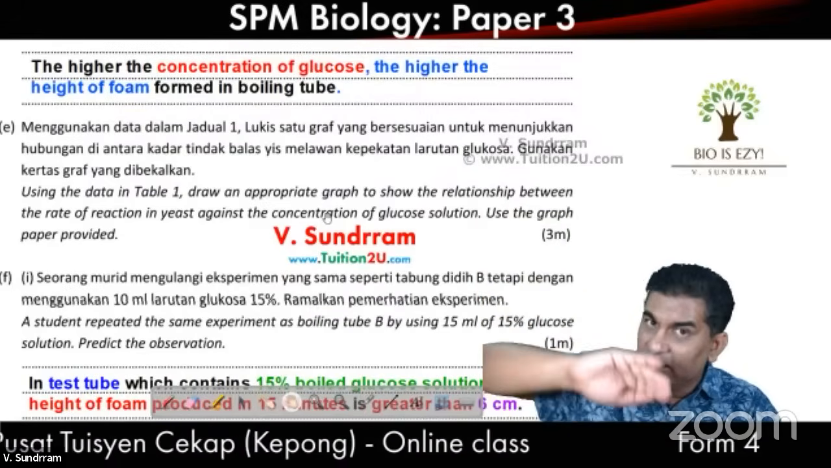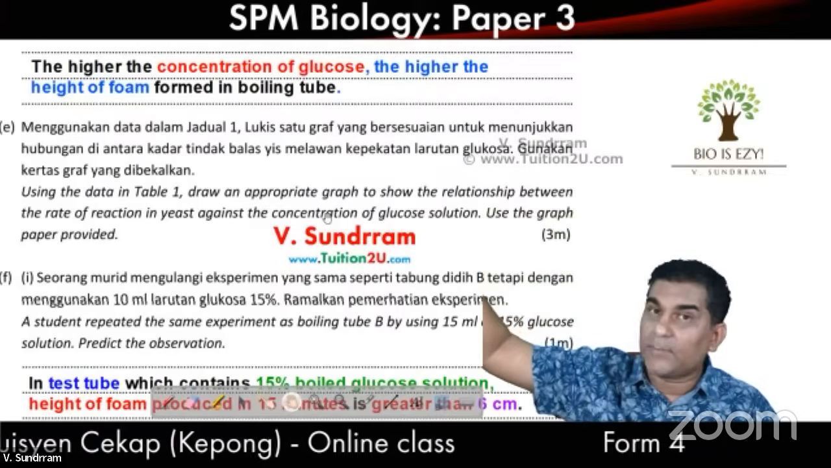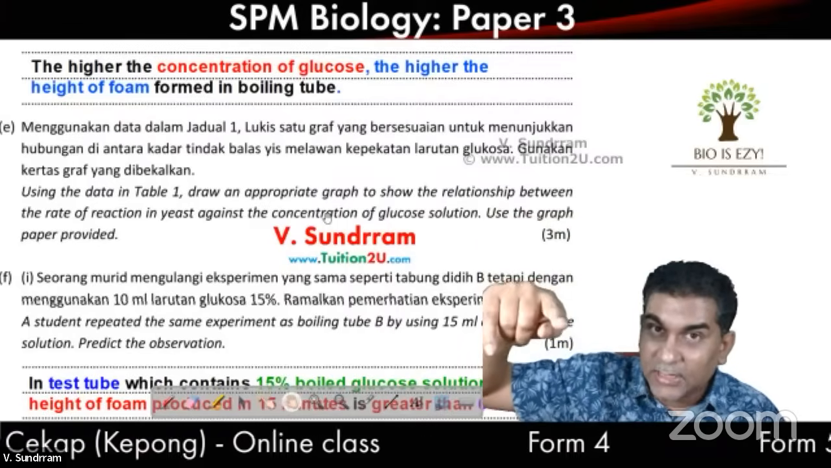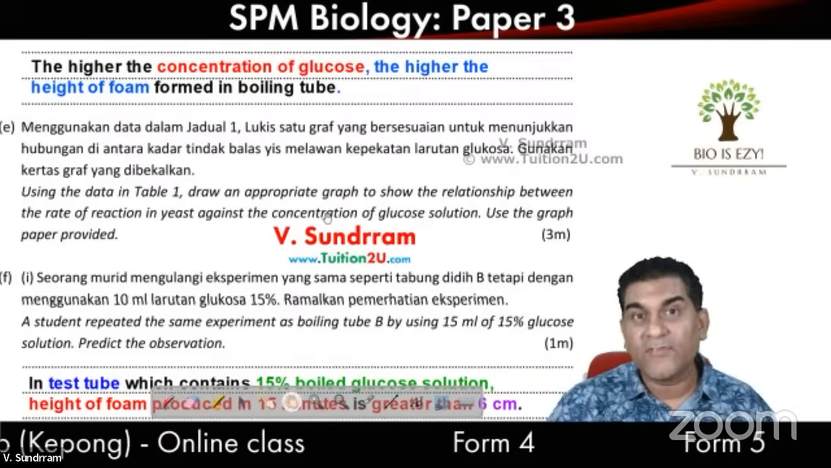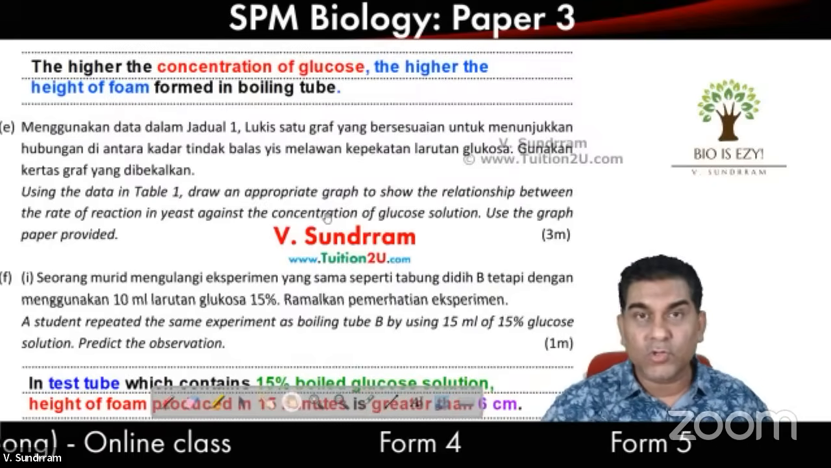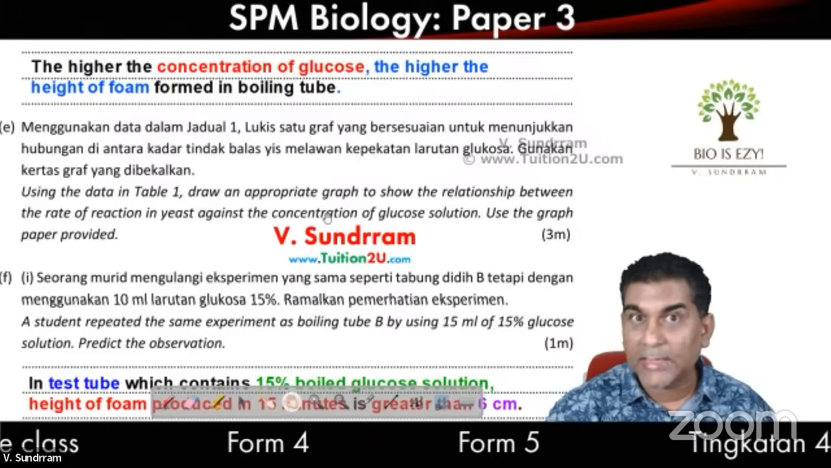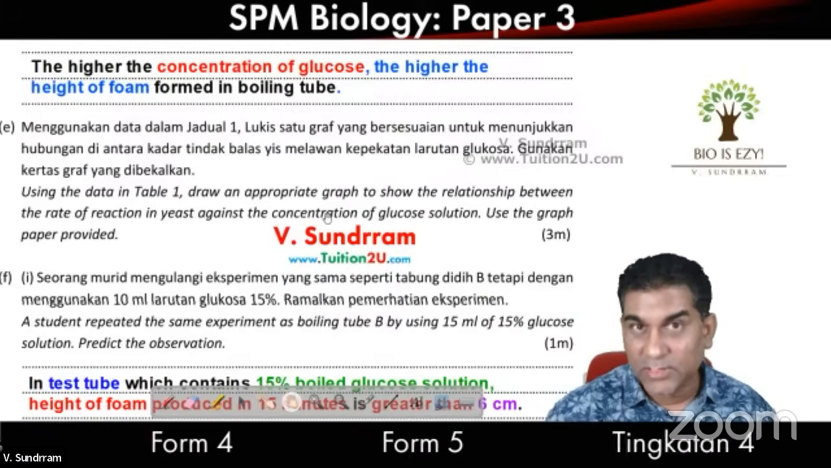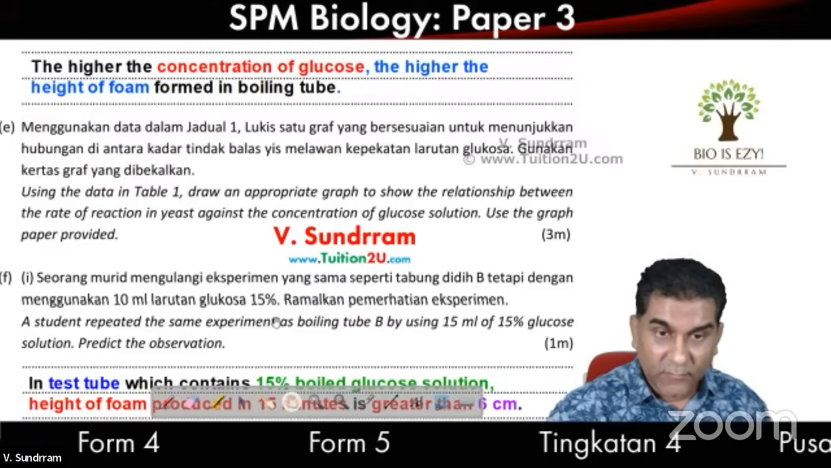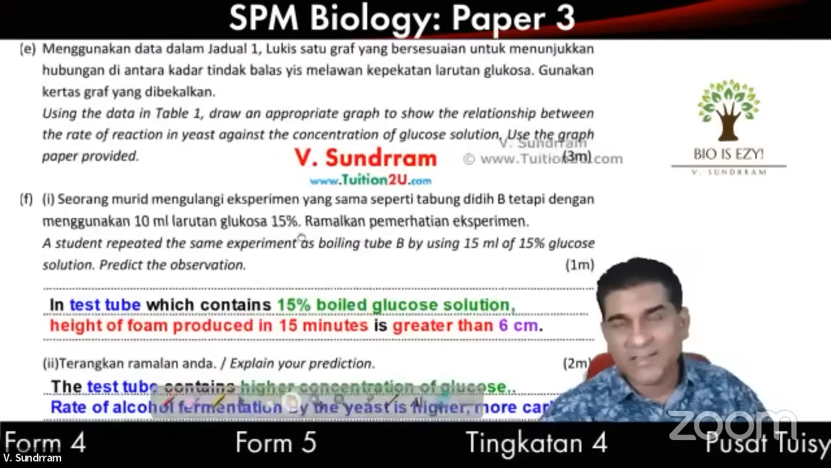Now, in the beginning, it will increase sharply. Slowly, it becomes stagnant. Why stagnant? Glucose already finished. No more glucose to do alcohol fermentation. That could be another question, which will be a surprise for many students. Take note.